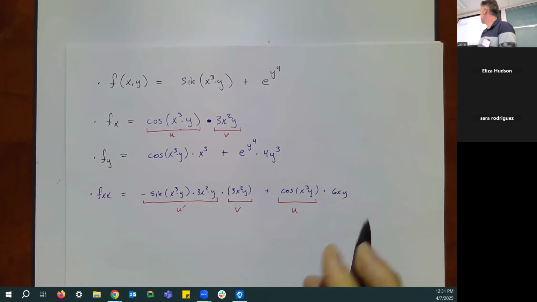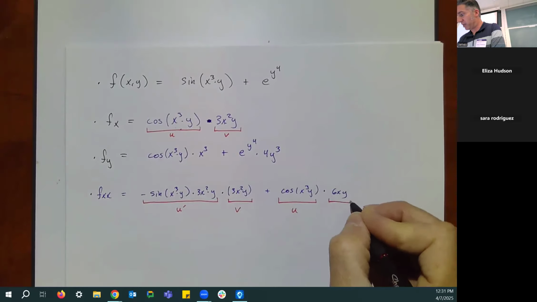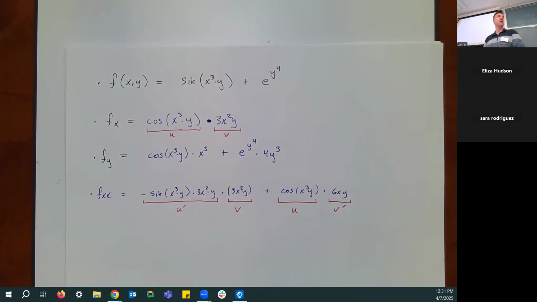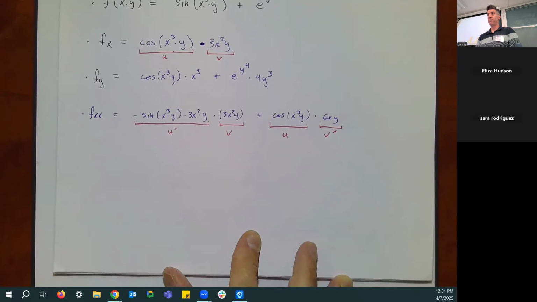All I'm really trying to say is be careful, right? It can be a little bit much to write when you're finding the second partials, especially if the first partials we had to use a chain rule for.